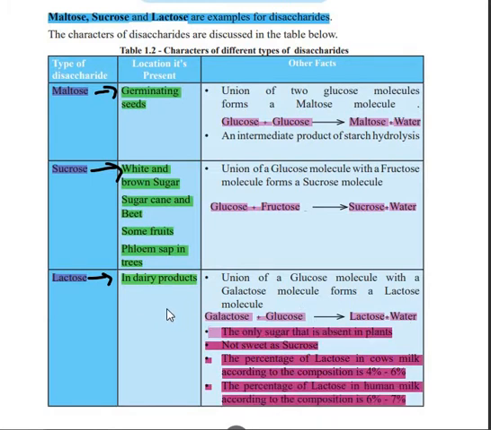Lactose is the only sugar that is absent in plants. It is not as sweet as sucrose. The percentage of lactose in cow's milk according to the composition is 4% to 6%, and in human milk 6% to 7%. This section can be asked in MCQ questions in the exam, so please revise this again.